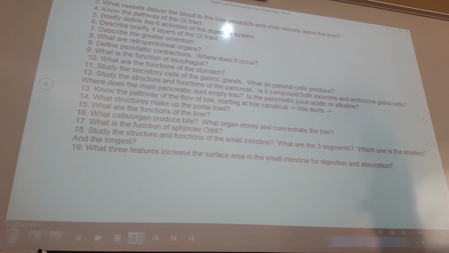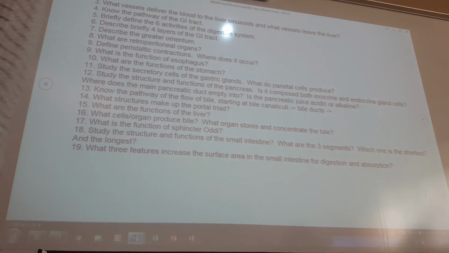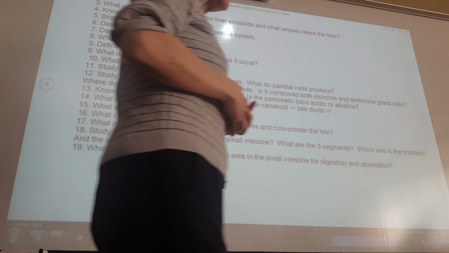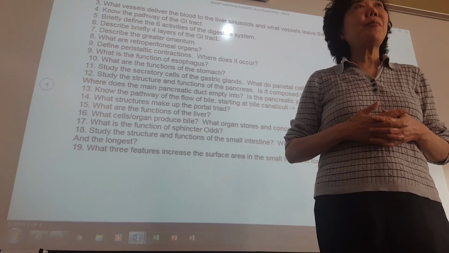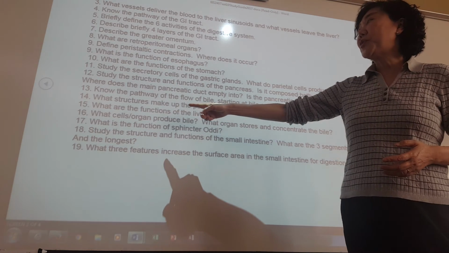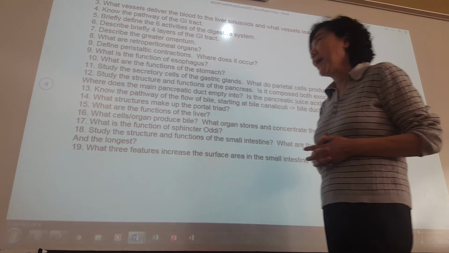Functions of the liver, I already said: storage of B12, vitamins A, D, K, and minerals, and also detoxification, removing toxins from drugs, hormones, and waste products, processing and metabolism of carbohydrates, proteins, and lipids, and production of bile. So which cell and which organ produce bile? Hepatocytes and the liver produce the bile.